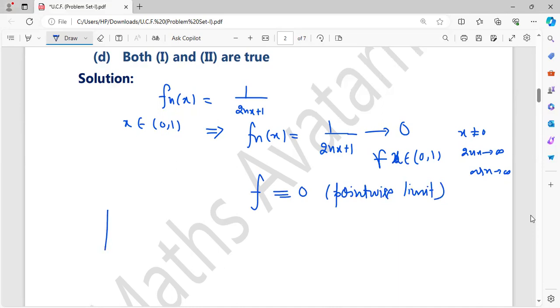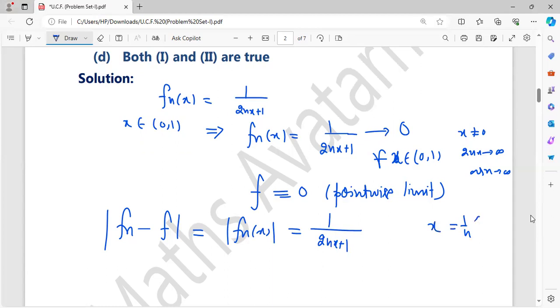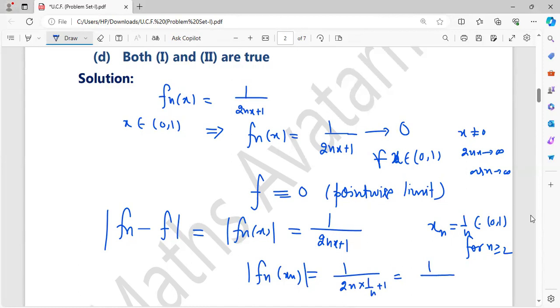Now, what is f_n minus f? This is 0, so this is f_n(x), which is 1 upon 2nx plus 1. Okay. So I know that if I take x equal to 1 upon n, it belongs to (0, 1) for all n greater than or equal to 2. So if I put x_n equal to 1 upon n here, what is f_n(x_n)? It is 1 upon 2n into 1 upon n plus 1, that is 1 upon 2 plus 1, that is 1 by 3.